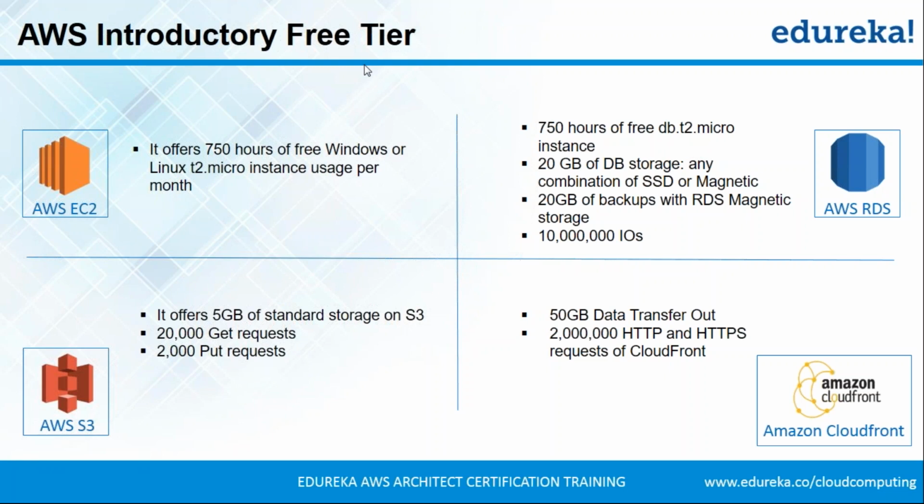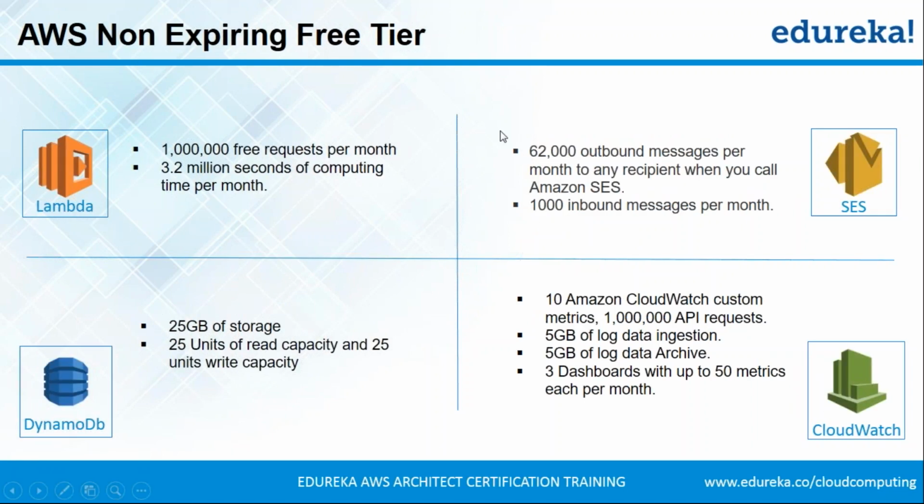Let's move on to the non-expiring free tier now. So the non-expiring free tier includes all these services. The first service is Lambda. With Lambda, you get 1 million free requests per month, right? So this is a non-expiring free tier. Every month, as long as you're using AWS, you get 1 million free requests.